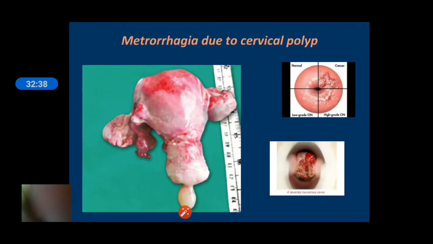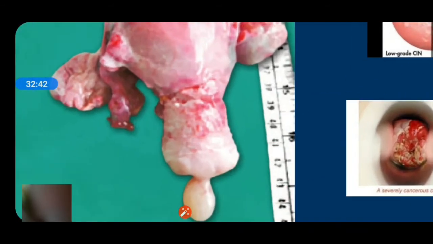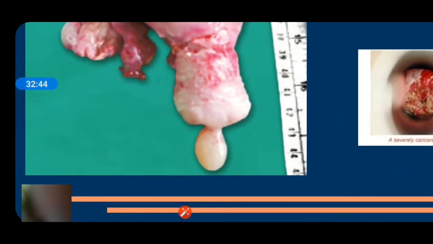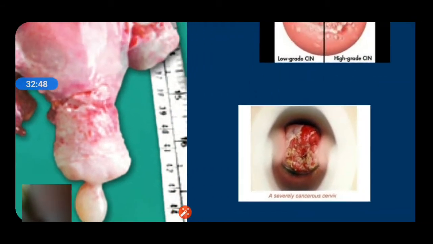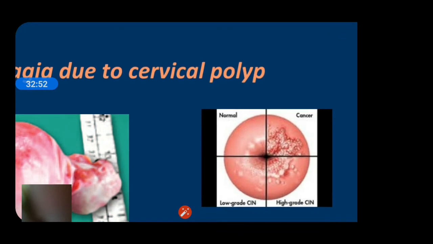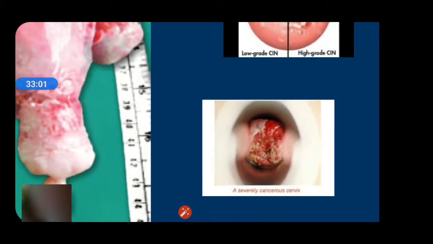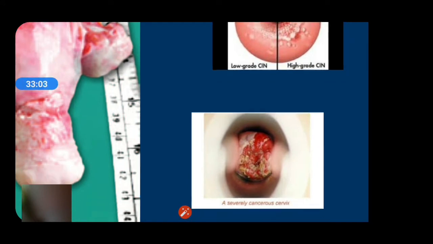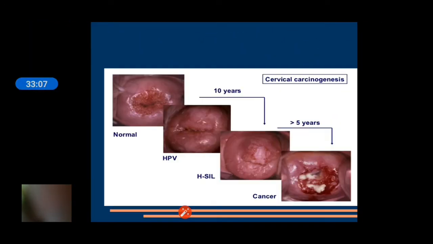Next you can see here the metrorrhagia due to cervical polyps. Here you can see the polyp which is coming out from the cervix. Here some hanging pedicle type of thing is the cervical polyp. And here you can see the cervix condition. This is a normal cervix. This is a cancerous cervix. This is low grade CIN, high grade CIN, the different stages of cervical cancer. And here you can see the severely cancerous cervix. So all these can lead to contact bleeding.